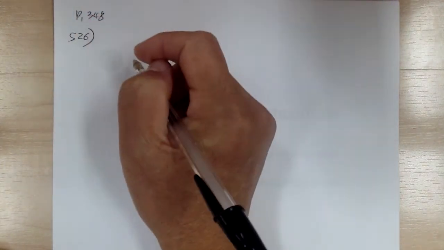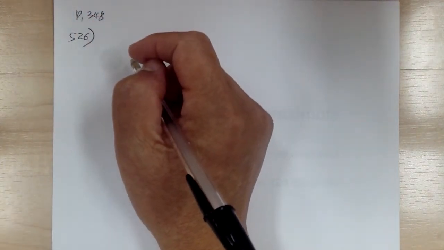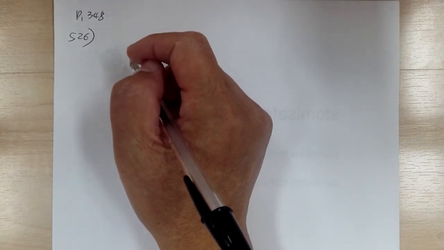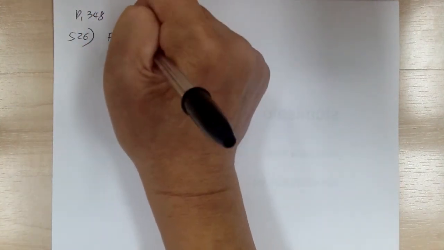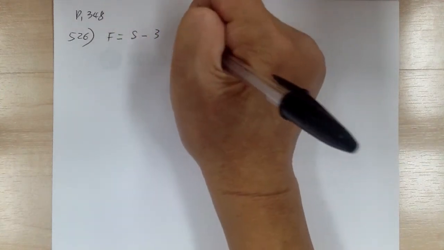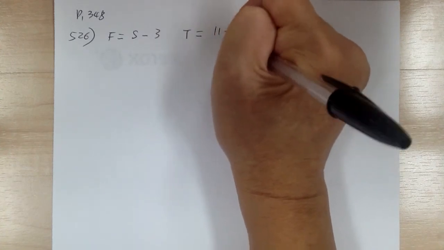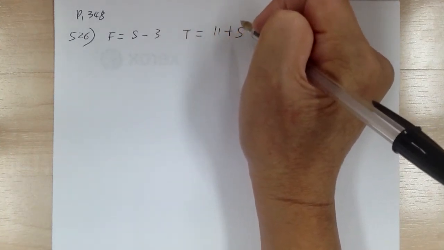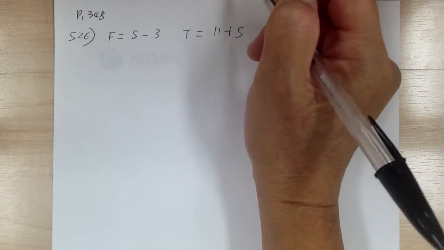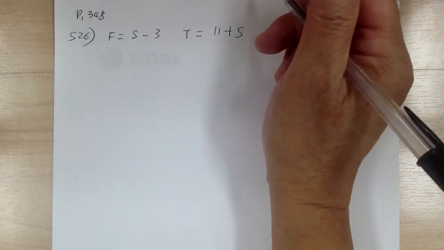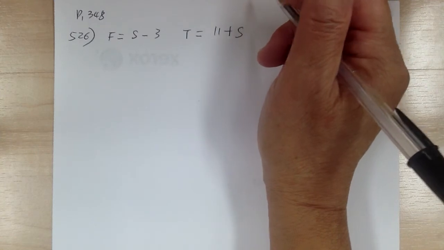Let's go to page 348 and start with number 526. It says, Jones Jr. forgot his first 3 exam scores. He remembered that his first score was 3 less than the second, and that the third grade was 11 more than the second. His impatient teacher told him that he needs to get a grade of 100 to raise his average to 81.